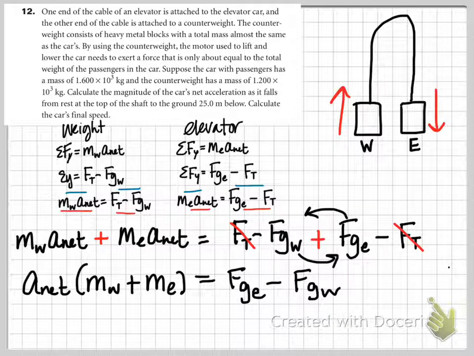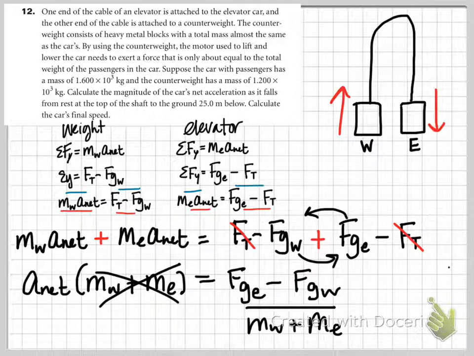Well, now it's a pretty simple matter of dividing both sides by mass of the weight plus mass of the elevator. That gets rid of that, and I've just solved for the net acceleration. Now, to do the next part, the car's final speed, well, that's pretty easy. Since you have VI, and you have delta y, and you have acceleration, all you need is VF. Get going.